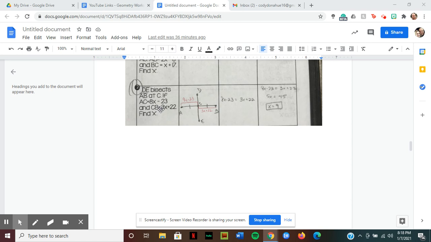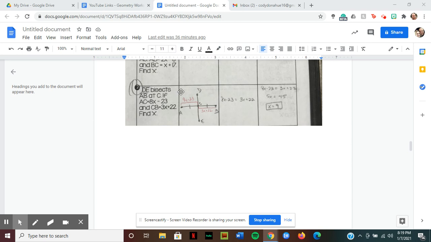Okay, then we come down here and we look at number 3. Number 3 tells me DE bisects AB at C. If AC has a length of 8x minus 23 and CB has a length of 3x plus 22. So we start. DE bisects AB. It didn't matter which one you wrote up and down, which one you wrote left and right. A couple different ways you could have drawn this picture. This is how I decided to draw it.